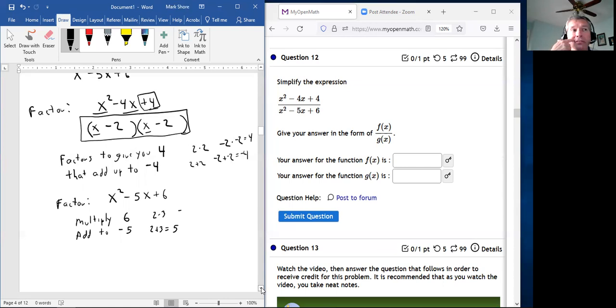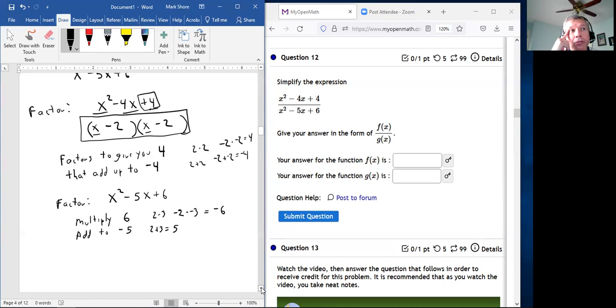2 times -4 is -8. But if you're thinking negative 3, 3, 2 times -3 has one negative, so that'd be -6. But we need this to be a positive. So the only way this is going to be positive is if they both are negative. You know what I mean?